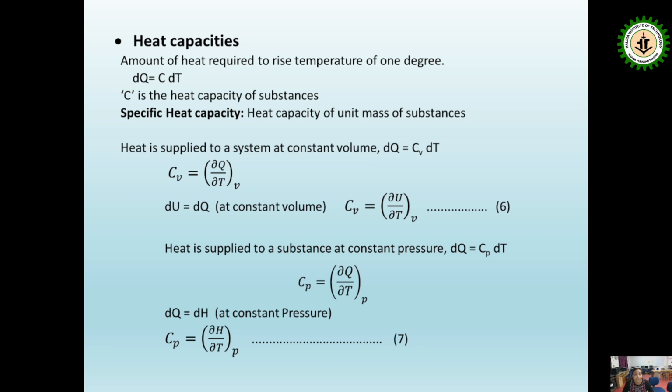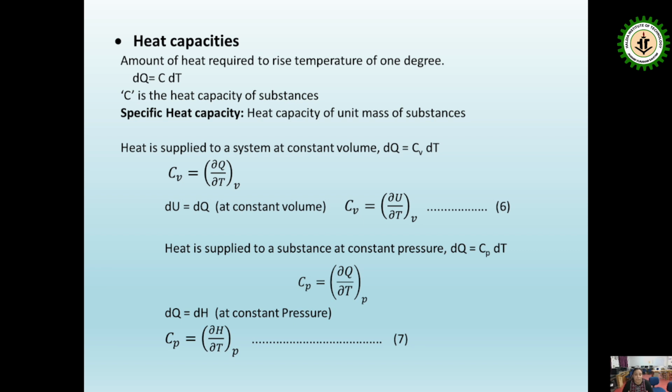Now heat is supplied to a system at constant volume. So heat supplied dq equal to Cv dT, and Cv is the heat capacity at constant volume. So Cv equal to del Q by del T at constant volume. Now we know from the previous description, dq equal to dU at constant volume. So Cv equal to del U by del T at constant volume. That is equation 6.